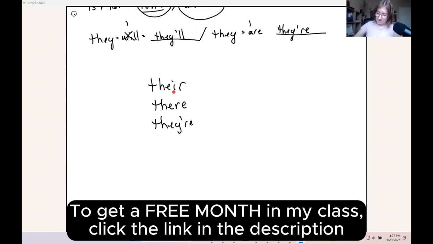This with the I in it, I is a person. So this has to do with people. Their house, their car. The one with the I in it has to do with people. Okay? I is a person. So their clothes. That is the one with the I. This one here has the word here in it. That's a place. Put it over there. Go over there. Okay? Here is a place. This is how you spell the one with the place. And then the one with the apostrophe, now you know it's short for 2 words. They are.